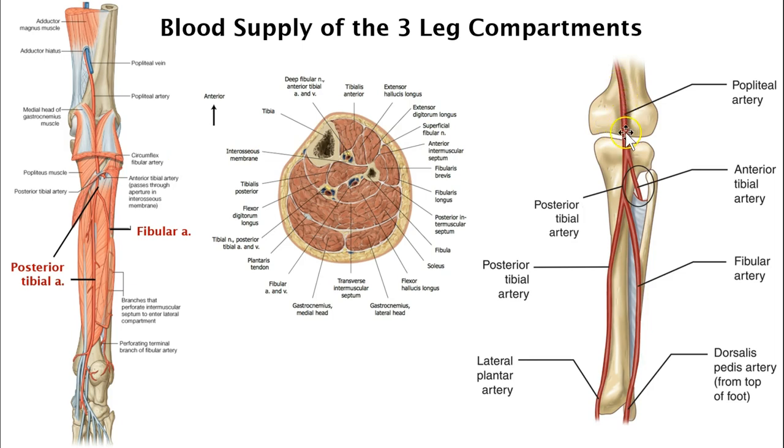Again, this is the posterior side of the knee. Here's the popliteal artery and that popliteal fossa. The popliteal bifurcates or splits into an anterior and a posterior tibial artery.